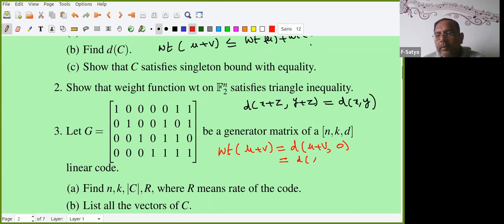Now, can I add this here? These two are the same or not? I told you here that the distance of x, y is equal to the distance of x plus z comma y plus z. What did I add here? I added v. Now it is equal to the distance of u comma v. Why? Can somebody tell me why v plus v becomes 0?